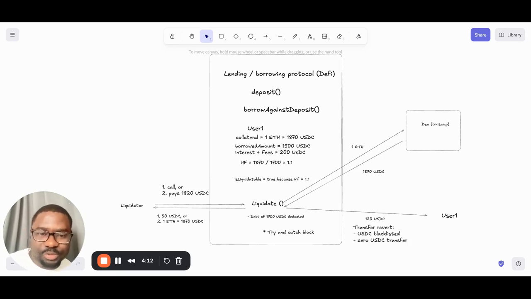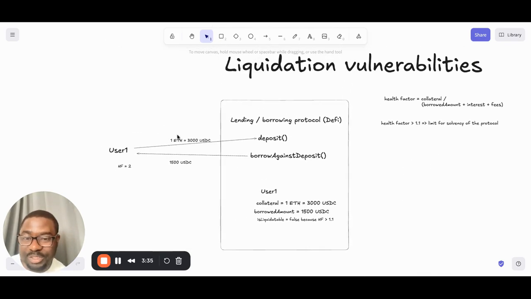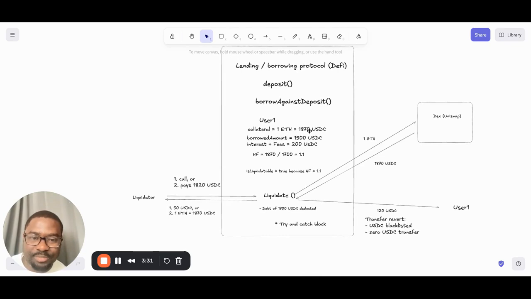It still remains 1,500 USDC, and the interest. Now let's say this is after 3-4 months. The interest accumulated on this borrowed amount of 1,500 is 200 USDC. The interest also includes the fees. So in total, this user one is now owing 1,700 USDC to the protocol, and its collateral has dropped from 3,000 USDC to 1,870. So if you do the calculation, the health factor has dropped to exactly 1.1.